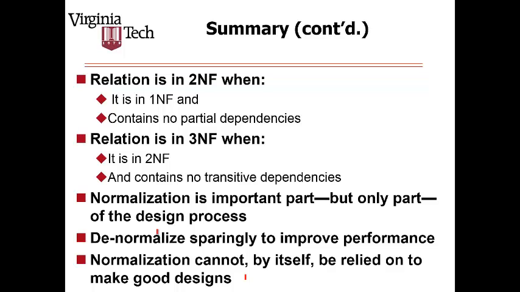Second normal form, third normal form. Second normal form is partial dependencies. Third normal form is transitive dependencies.